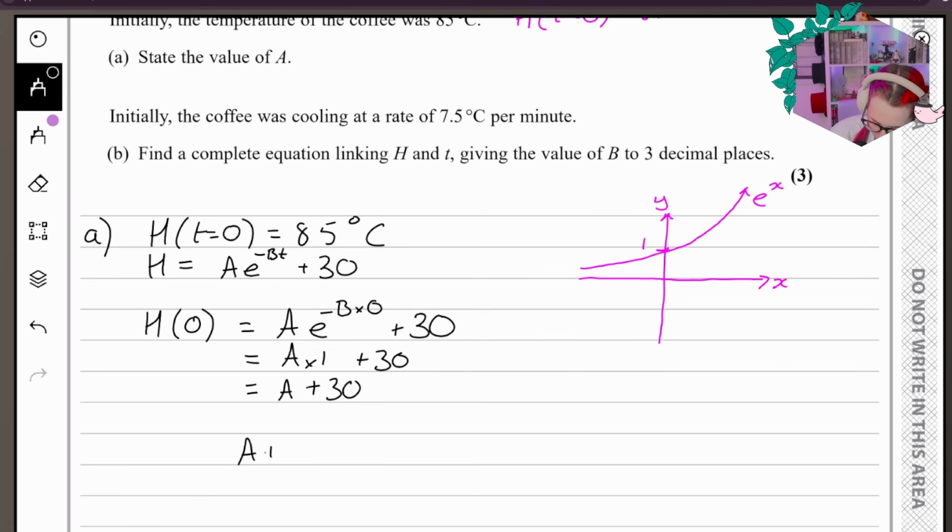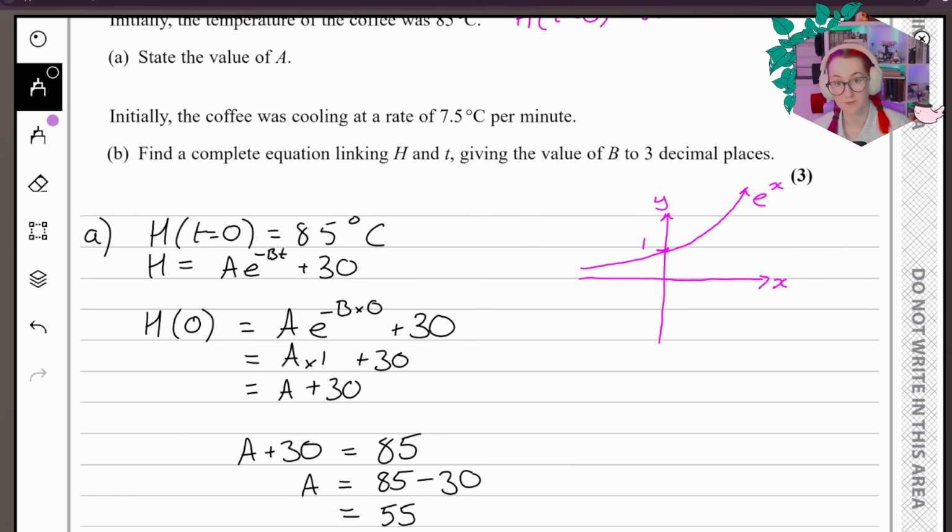And we were told our initial heat is 85. So we get A plus 30 equals 85 degrees. So we just set the two conditions where t is equal to 0 here and here equal to the same thing. And then we can solve. So we get A is 85 minus 30, taking the 30 over to the other side. So 85 minus 30 is 55 degrees. 55.